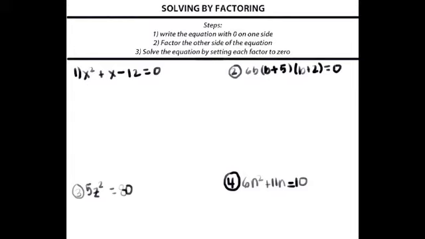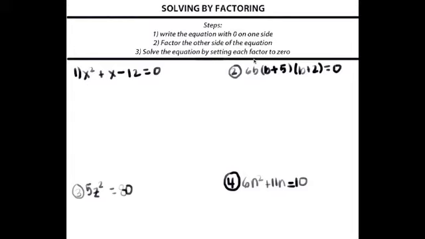When we're solving by factoring, the first thing you want to do is make sure the equation has a 0 on one side, and everything else is on the other side. Once you've separated everything, you want to factor the other side. Once you've factored, you're going to solve the equation by setting each factor to 0. That sounds like a lot, almost like, what am I talking about here? So let's just work this out and see how it goes.